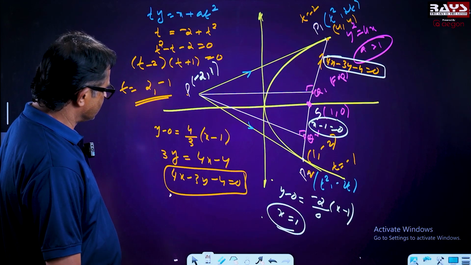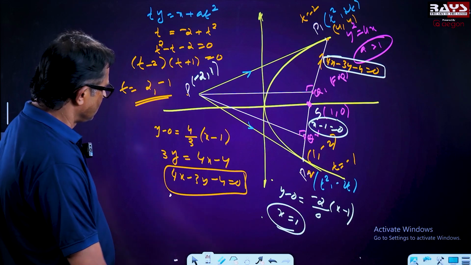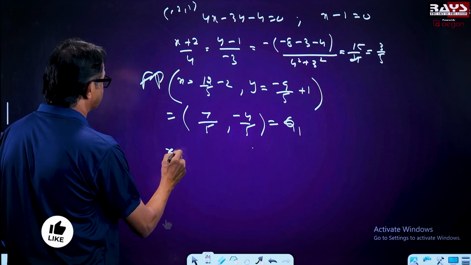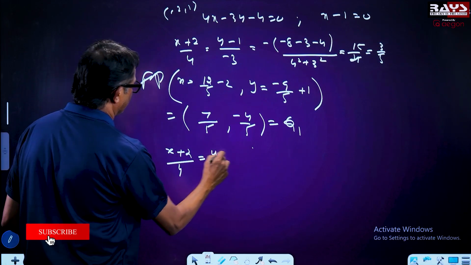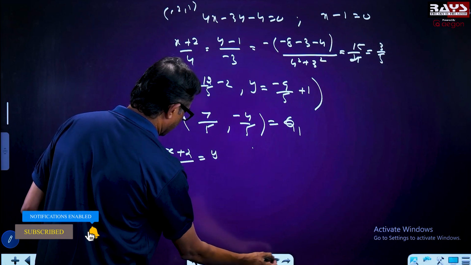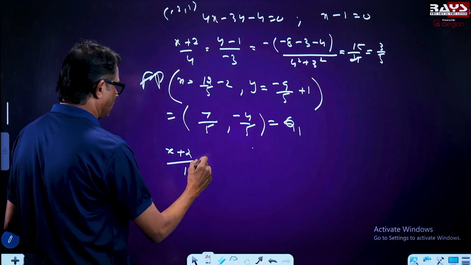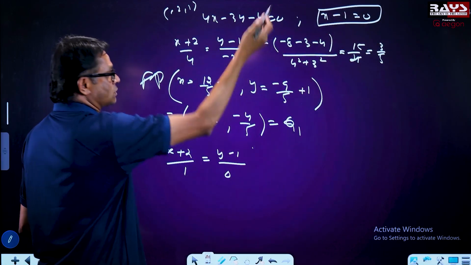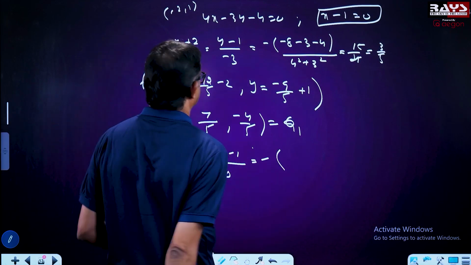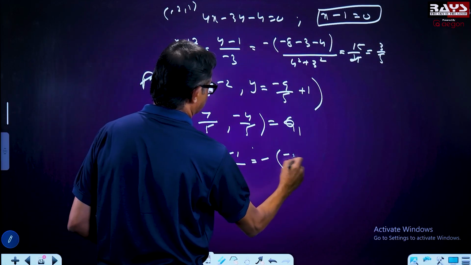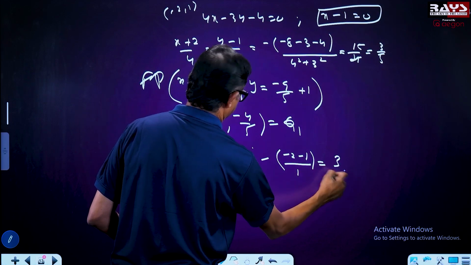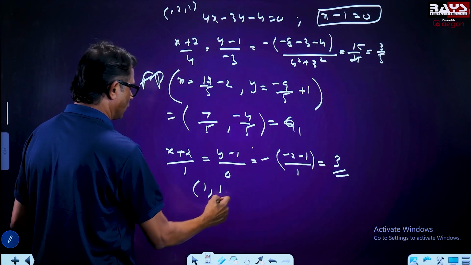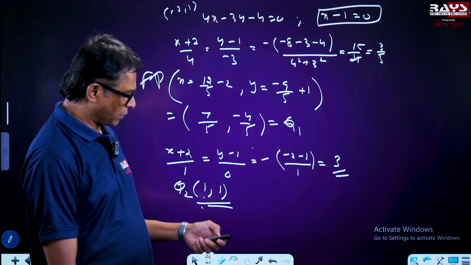x equal to 1. x equal to 1 means that it is perpendicular, so it will be 1, 1 only, but let us see. x equal to 1 means the point is (x plus 2) by 4 is equal to (y minus 1) by (x plus 2) by 1. Because x minus 1 equal to 0, it is equal to (y minus 1) by 0, because there is no y term, is equal to minus of, you put minus 2 over there, (minus 2 minus 1) by 1, so that is equal to 3. So you will be getting x is equal to 3 minus 2, 1, and y is equal to what? 1. So 1 comma 1 is Q2. So Q2 is the point 1 comma 1.